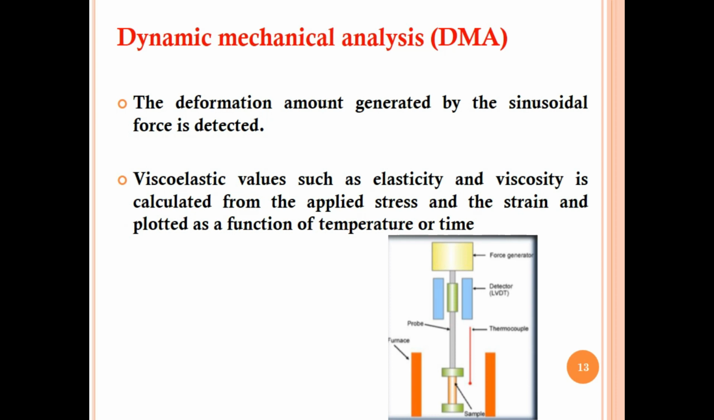Plotting against temperature and time is used in all types of thermal analysis. This is basically the basics of any kind of thermal analysis. Thermo means heat, with indirect measurement of the temperature.